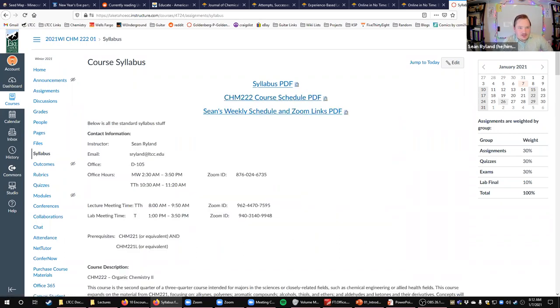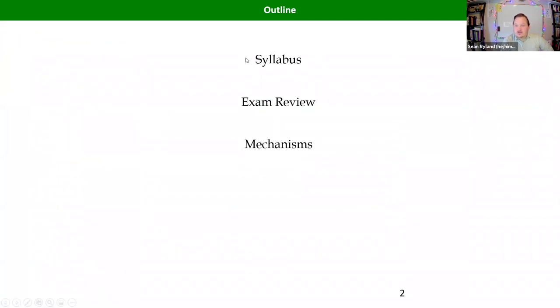Any syllabus type questions, scheduling questions? How are we feeling so far? 2021 looks a lot like 2020 so far, right? So our lab time is not starting at 3:30 anymore. Correct. It's now 1 to 4 on Tuesdays. Okay. So a little less of a gap there. I think that'll help everybody.